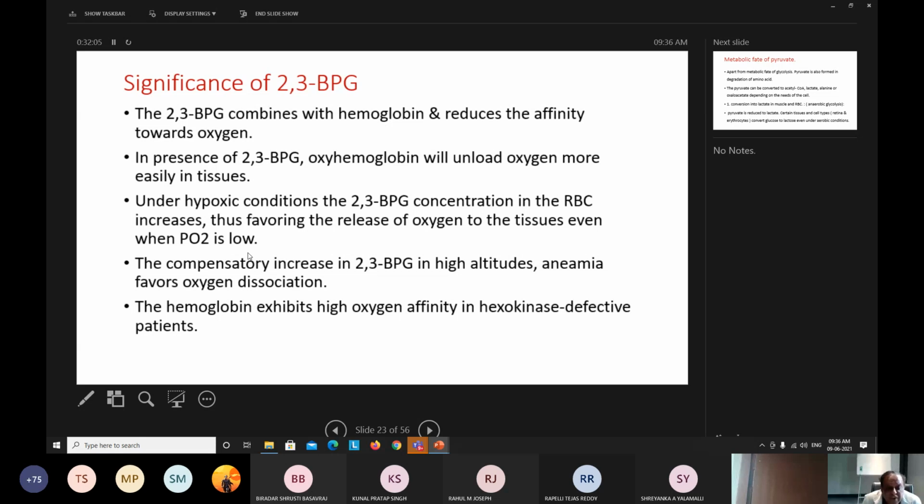The compensatory increase in 2,3-BPG is found particularly at high altitude and in anemia, where this process helps oxygen dissociation. Hemoglobin exhibits high oxygen affinity in hexokinase-deficient patients. So if there is an inherited disease, in patients suffering from hexokinase deficiency, it has been observed that hemoglobin exhibits higher affinity for oxygen.